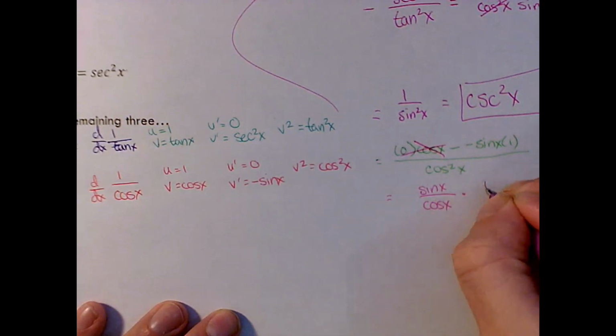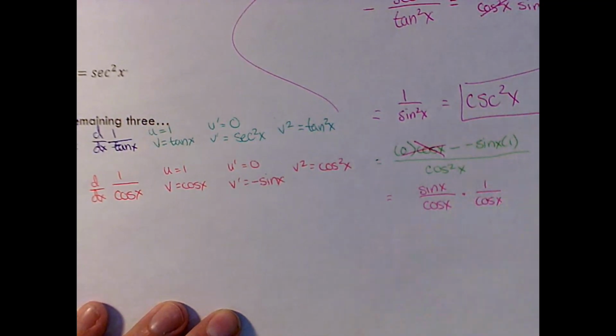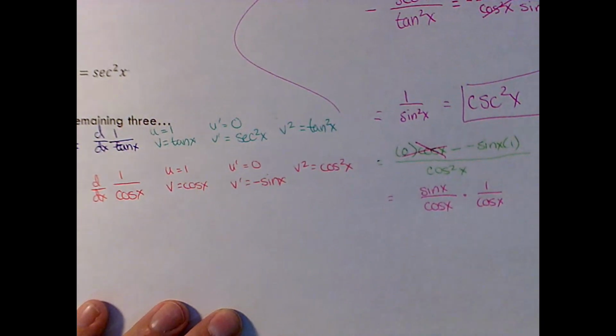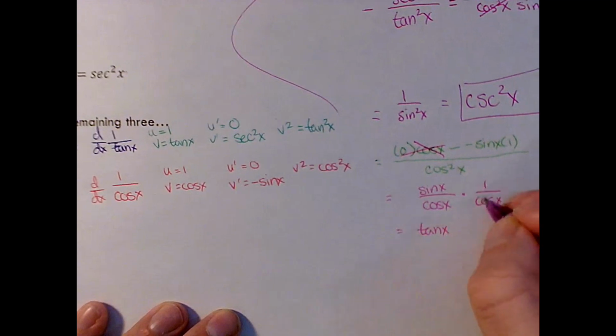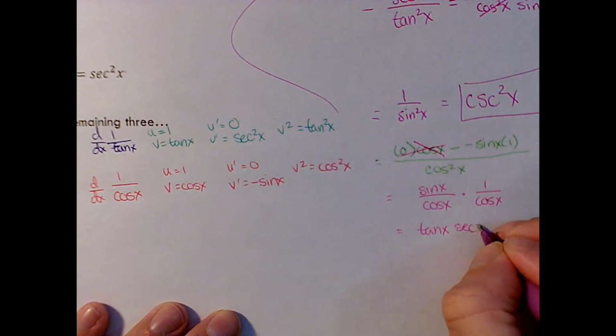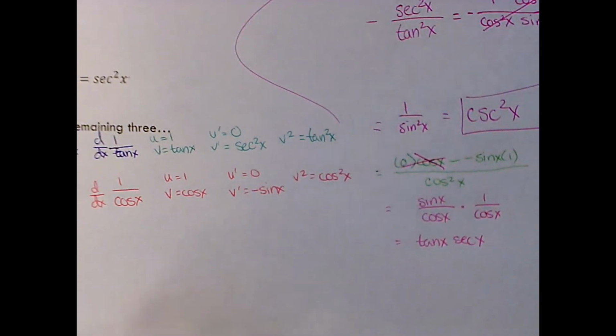Let me just split it up. See what I did? What is that guy? Tangent. What is that guy? Secant. And that's that. The derivative of secant x is tan x secant x. Pretty nice.